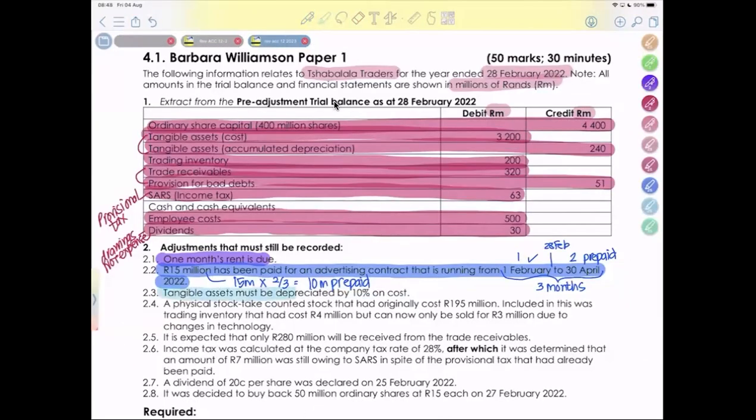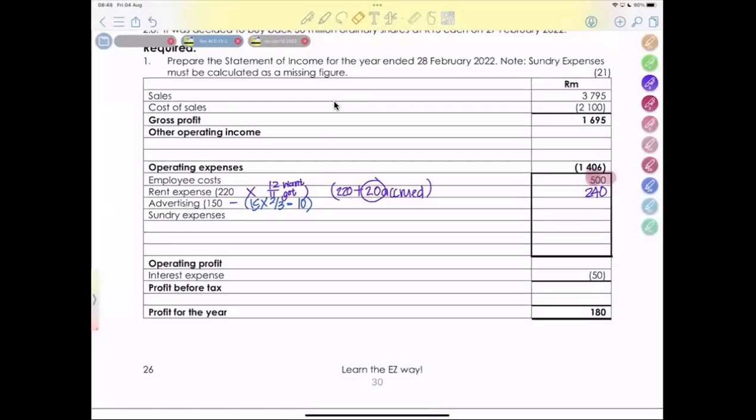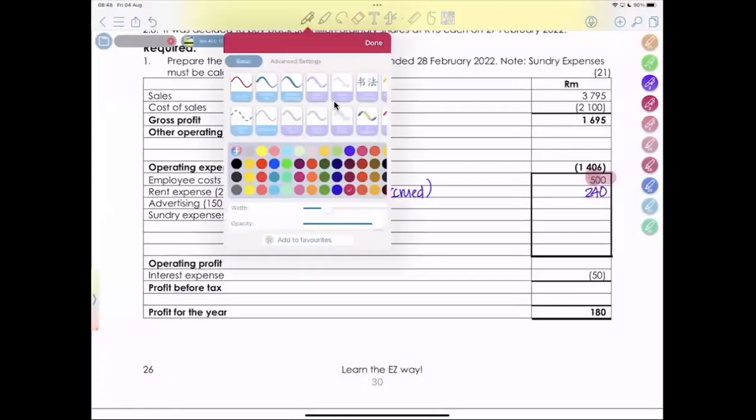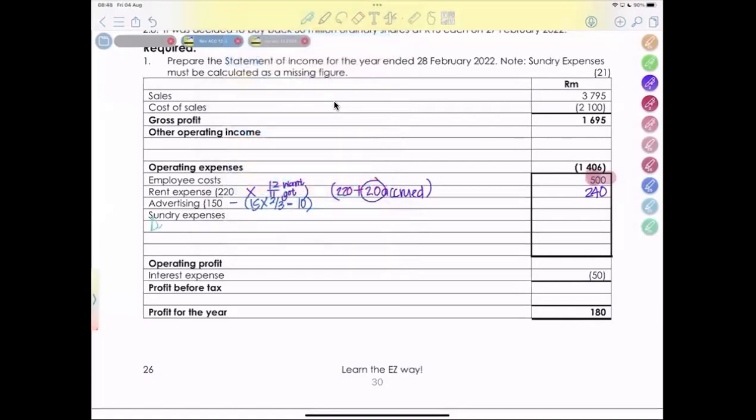Tangible assets must be depreciated by 10% on cost. We need to use the cost rather than the carrying value, which means we will only use the 3,200. We can ignore the 240. We'll need to create a depreciation expense and we'll calculate it as the 3,200 times the 10%. In other words, we'll have depreciation of 320.